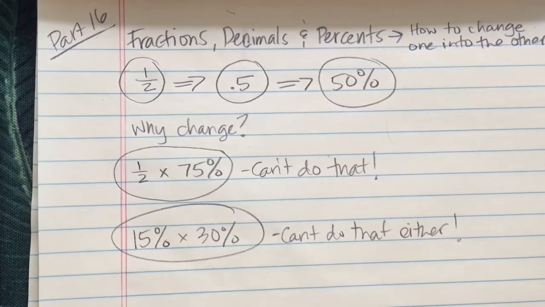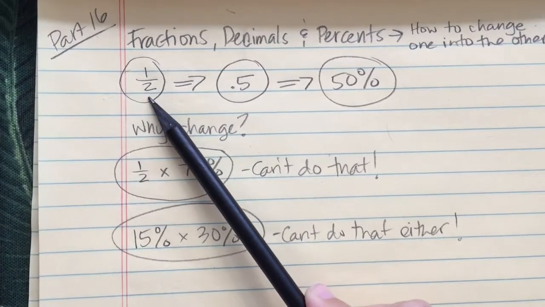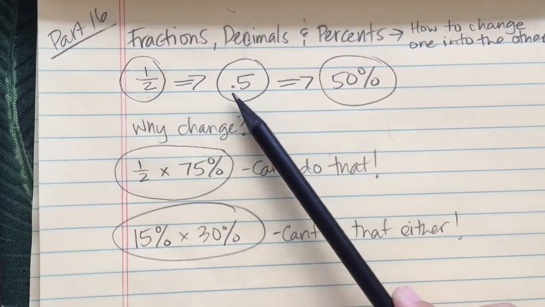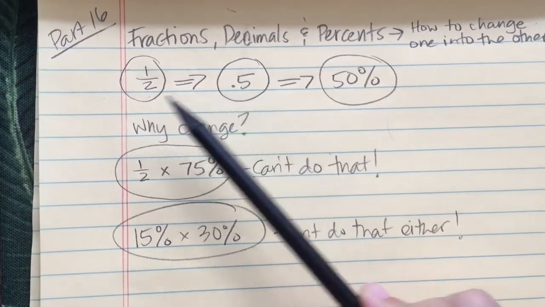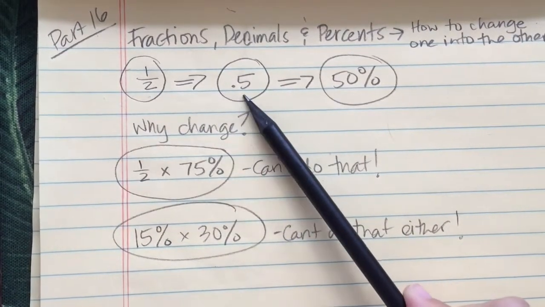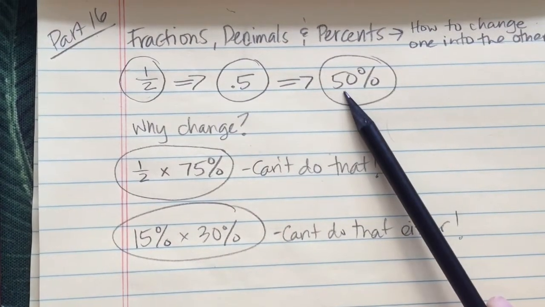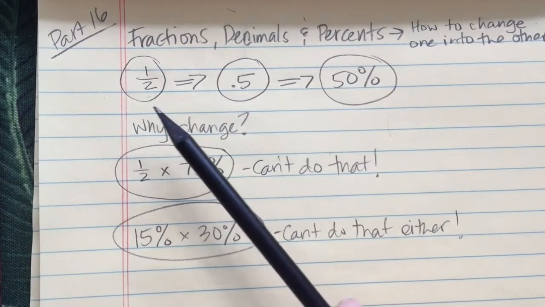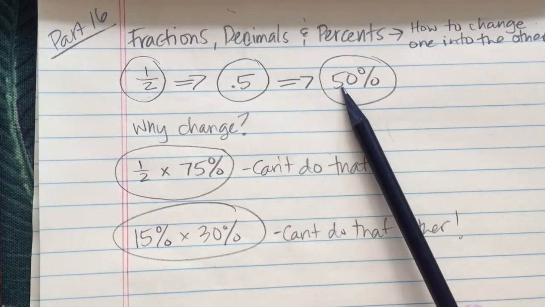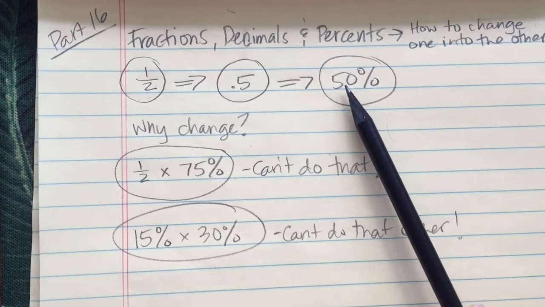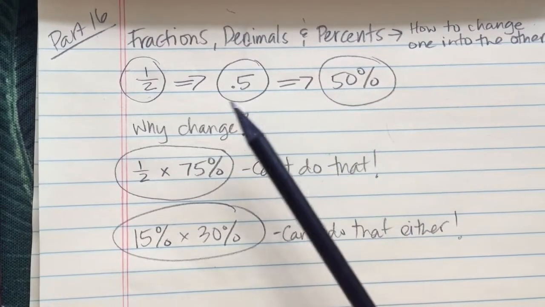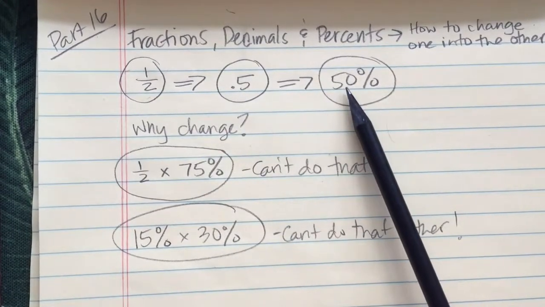We are going to talk about fractions, decimals, and percents and how to change one into the other. An example of this is the fraction 1/2, which is the same thing as 0.5. If you have half a dollar, you have 50 cents, which is the same thing as 50%. So it's three different forms of writing something, but they all mean the same thing. These are all equal, okay?